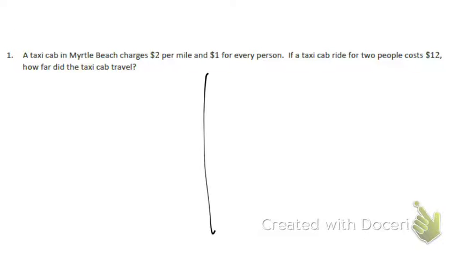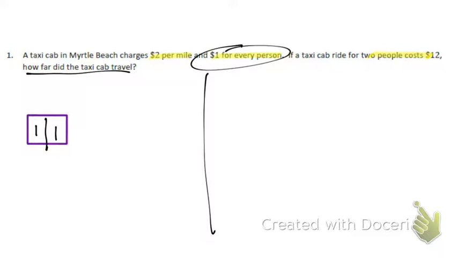So here it says a taxi cab in Myrtle Beach charges $2 per mile and then $1 for every person. If a taxi cab for 2 people costs $12, how far did the taxi cab travel? So they charge $2 per mile, right, and $1 for every person. So first of all, I'm drawing boxes. I put 1 in each of those. Why? Because $1 per person, right? And there's 2 people in the cab. And then also it's $2 per mile.